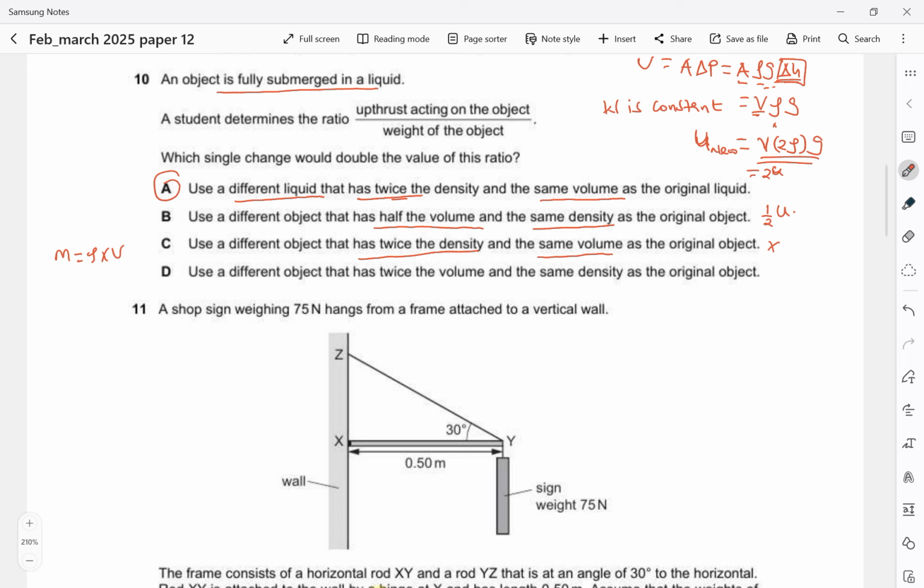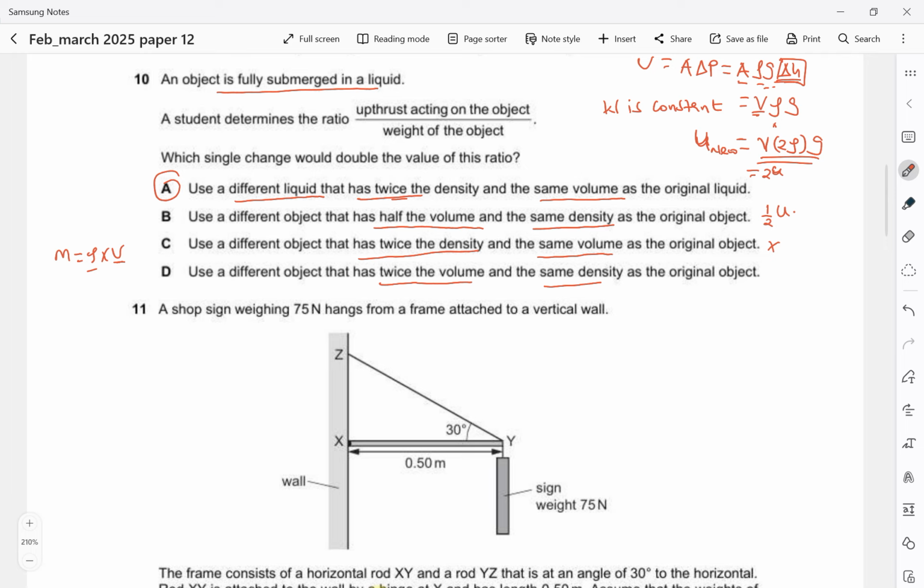Use a different object that has twice the volume and the same density. The object has twice the volume and the same density as the original object. So twice the volume, same density also means that the mass has been increased. So you have changed the weight of the object, and therefore you cannot be doubling the value of the upthrust in this case.